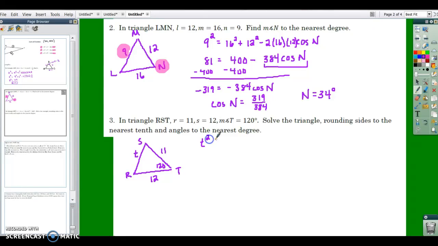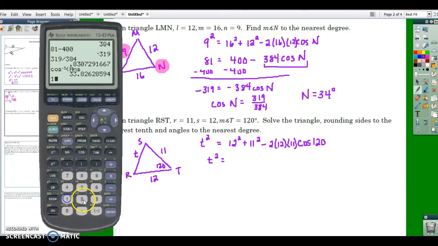Remember, my side and my angle opposite it are the bookends of my formula. So I've got cosine of 120. And that's going to equal 12 squared plus 11 squared minus 2 times 12 times 11. And we can easily just do that in our calculator. So I've got 12 squared plus 11 squared minus 2 times 12 times 11 cosine 120, and that gives me 397.